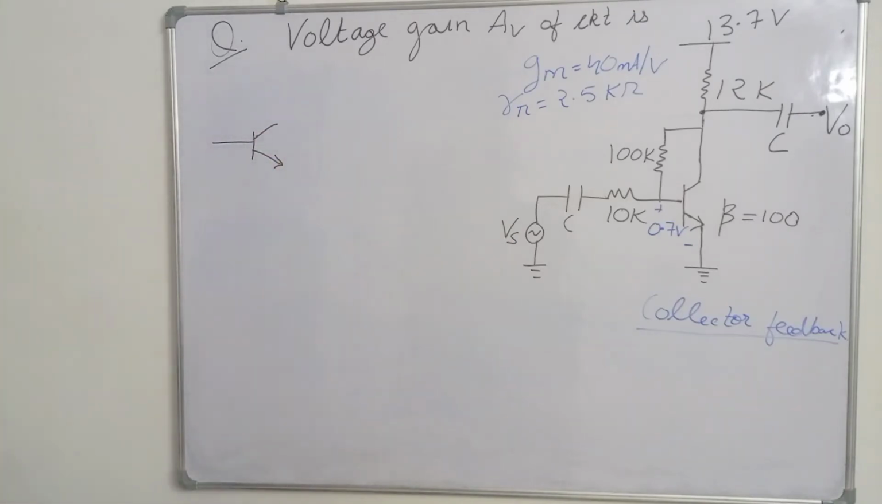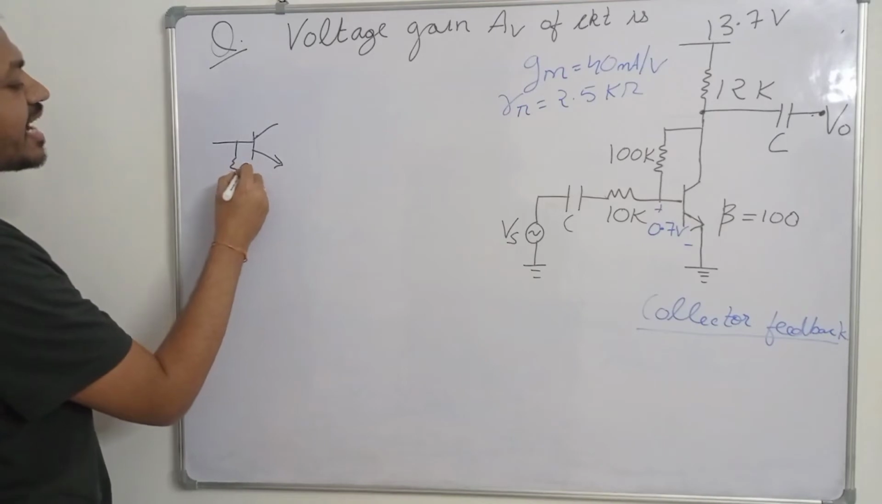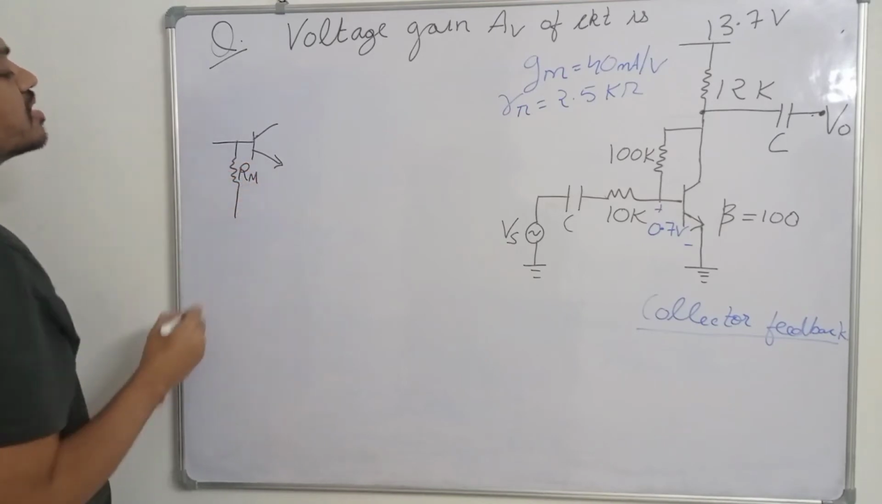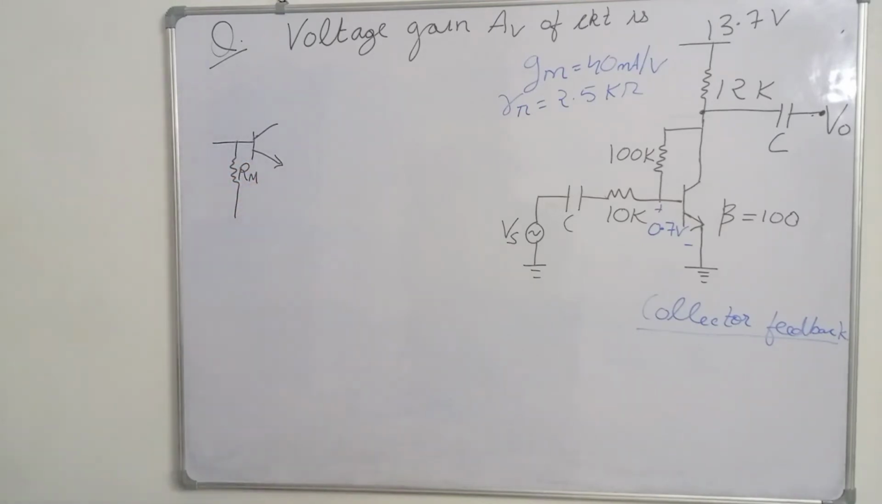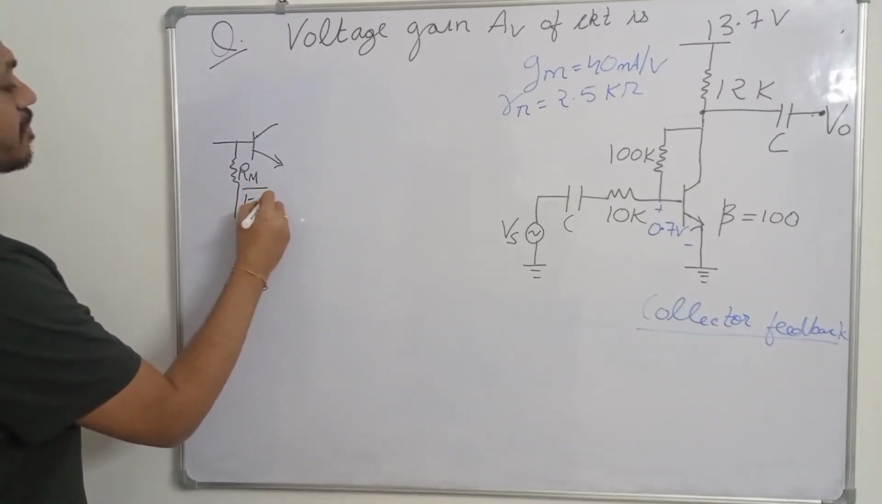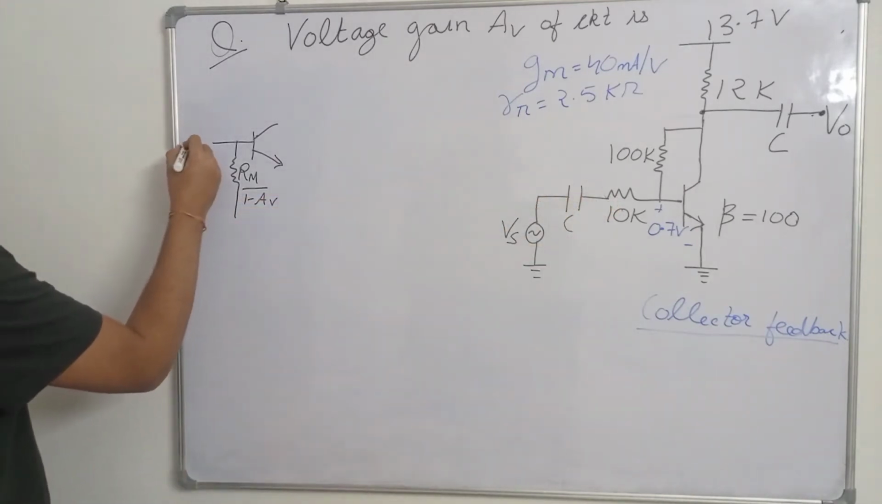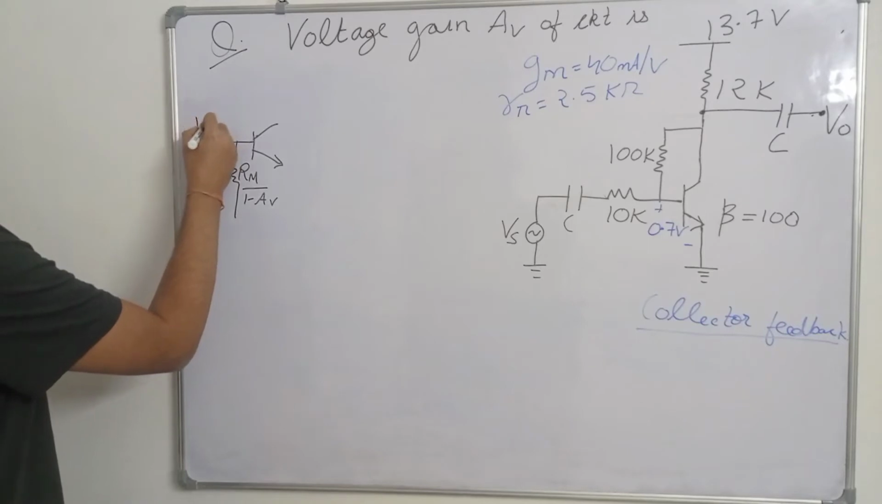See, if 13.7 volt is grounded, then between base and ground there will be Miller resistance Rm upon 1 minus AV. Then also from the base there is this 10k resistor. So we can draw this 10k resistor.